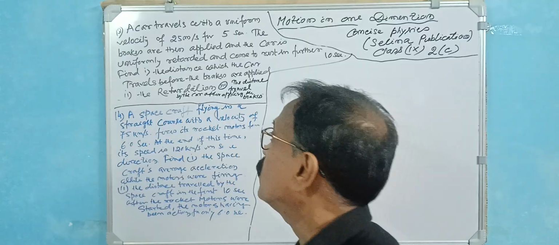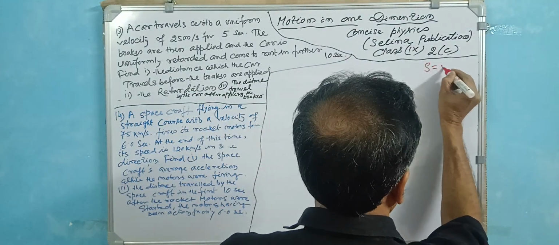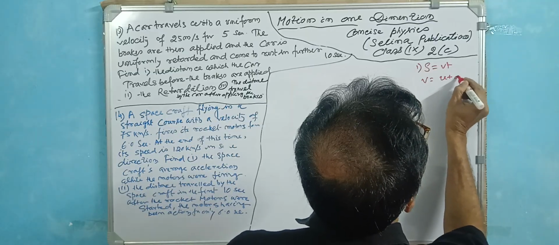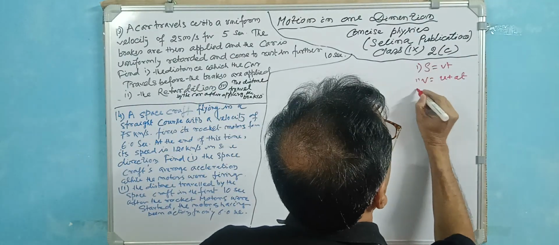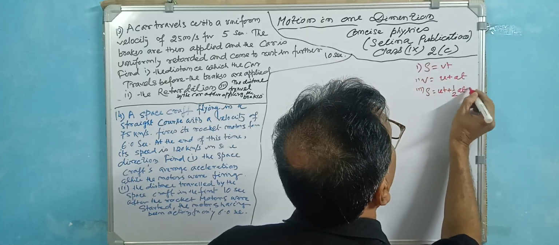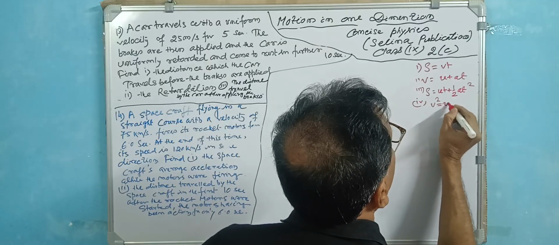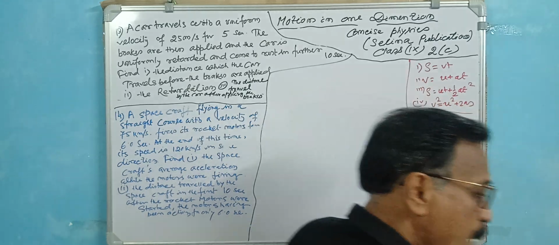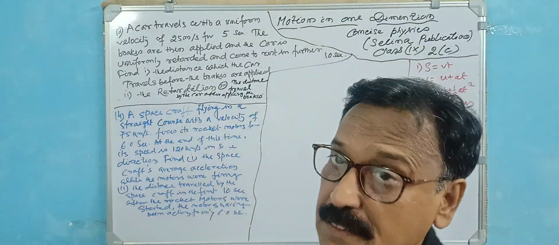Three or four important formulas you must remember. Number one: S is equal to Vt. Number two: V is equal to U plus AT, and if it is retardation, the acceleration is negative. Number three: S is equal to Ut plus half AT square. And number four: V square is equal to U square plus twice AS. Just remember these and apply them here. Where you apply which formula is the very concept, and the concept must be clear to you.